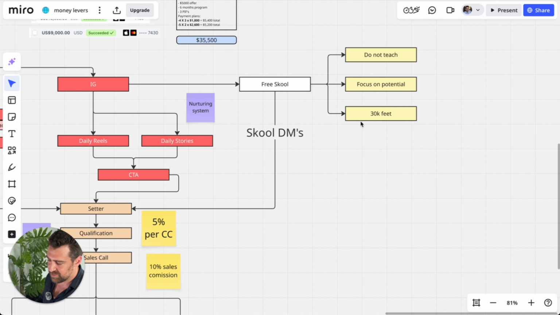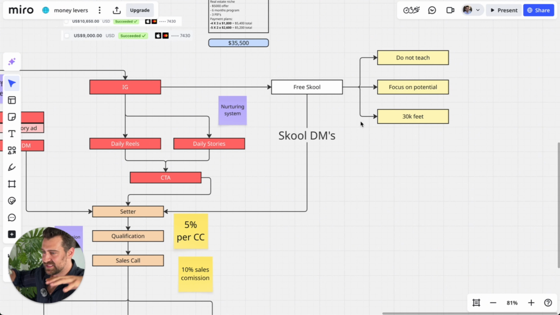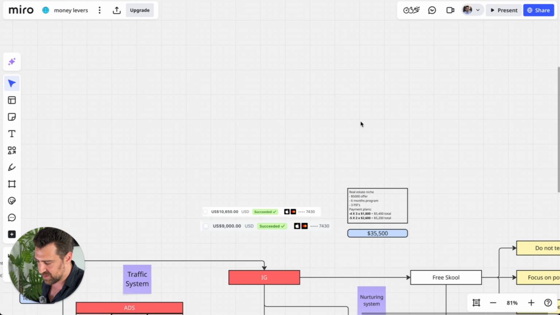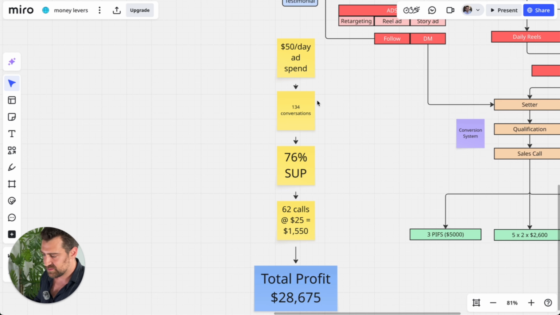And you wanna keep it very high level, okay? You wanna explain how the system works and how your process works, but you don't wanna give specifics. Let's look at how much it costs to make $35,000. It cost $50 a day in ad spend, okay?